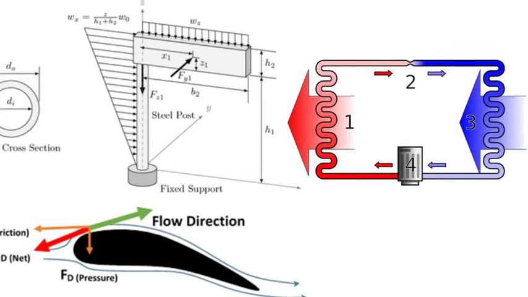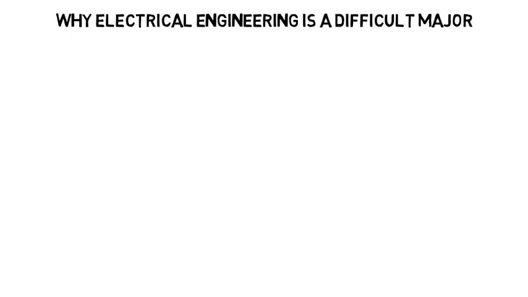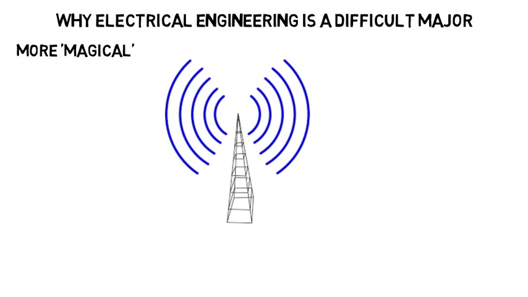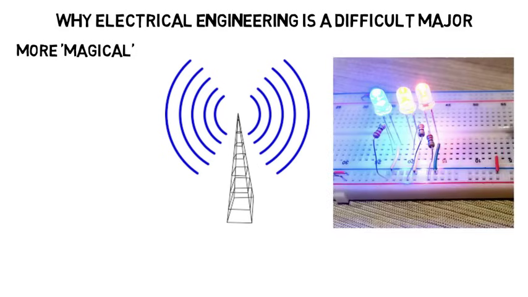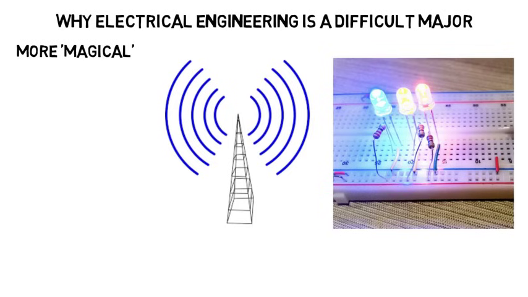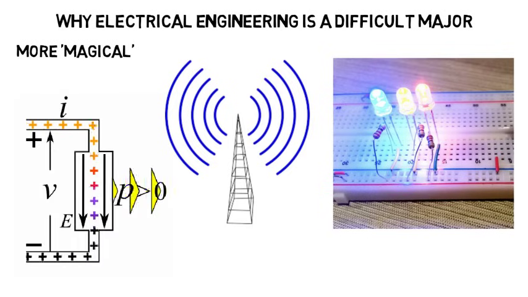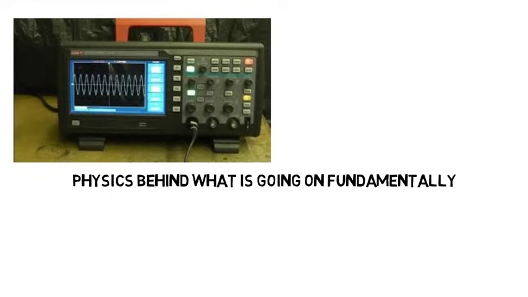will explain soon. In a previous video, I talked about why electrical engineering is a difficult major. To summarize, electrical engineering is a little more quote-unquote magical, as in when you get that antenna sending wireless signals or the circuit lighting up an LED or whatever you have, you can't physically see how it's happening. You can't see electrons moving through wires or wireless signals moving through air. You have to understand the equipment used to detect everything and the physics behind what's going on fundamentally.